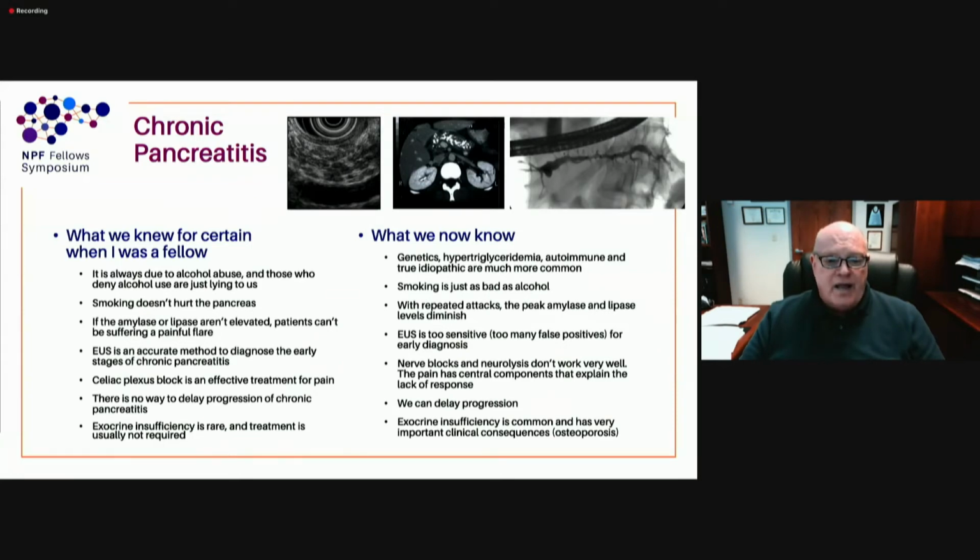We thought that nerve blocks should work, and now we know that nerve blocks and neurolysis don't work that well, probably because the pain has a central component. We didn't think there was anything we could do to delay progression, and now we know there are some things we actually can do, such as stopping smoking. And we didn't really worry too much about exocrine insufficiency, either about diagnosing it or treating it. And now we know it's common and it has important clinical consequences. And the same holds true for secondary diabetes from pancreatic disease. Next slide.